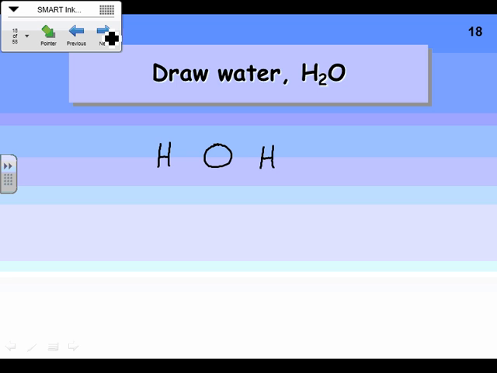Second step, how many valence electrons are we working with here? How many does oxygen have? 6. How many does each hydrogen have? 1. And there are 2 of them. So 6 plus 1 plus 1 gives us 8. We're working with 8 again. Not always 8. Okay? So I've got everybody okay with that. I've got 8 total electrons here.